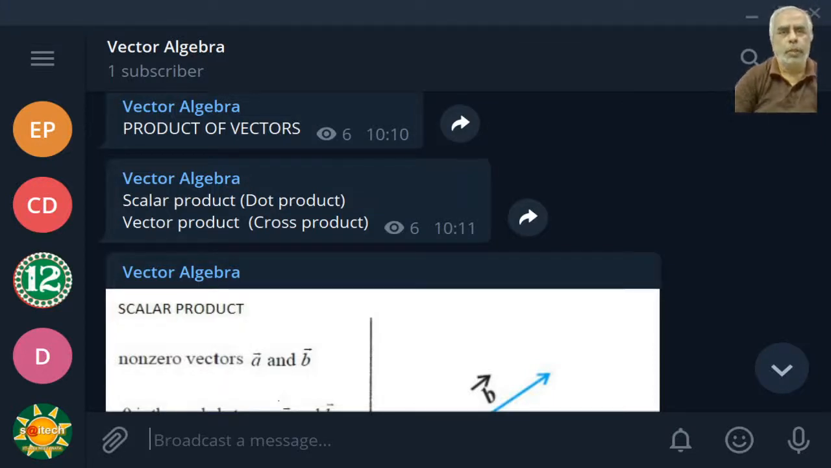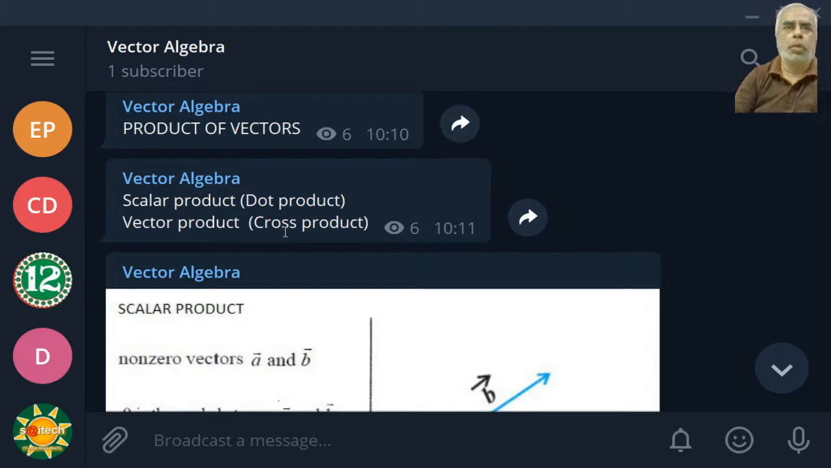In this tutorial, we will discuss the product of vectors. This can be basically classified into scalar product and vector product. We have already seen the multiplication of a vector by a scalar quantity. Now we are going to discuss how to multiply two vectors, as dot product and cross product.